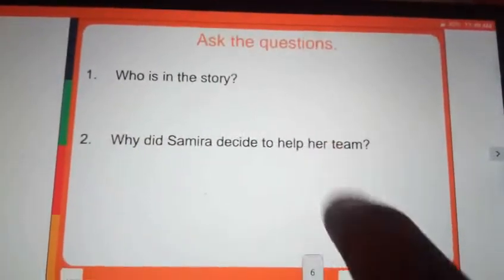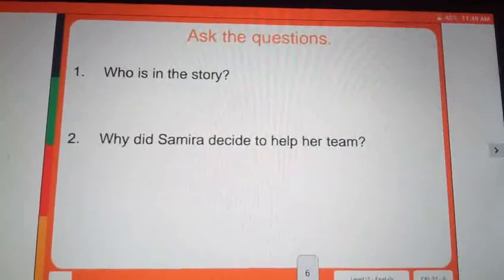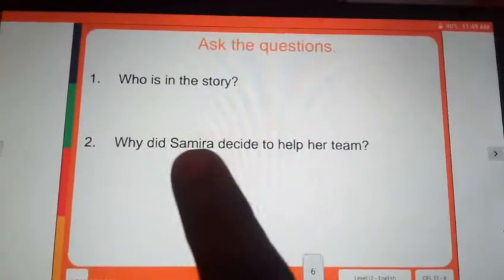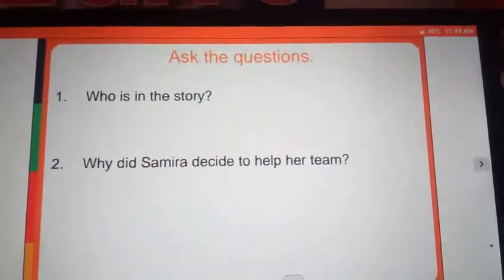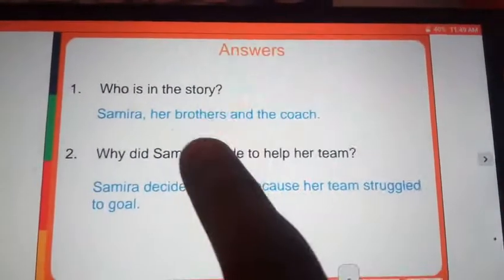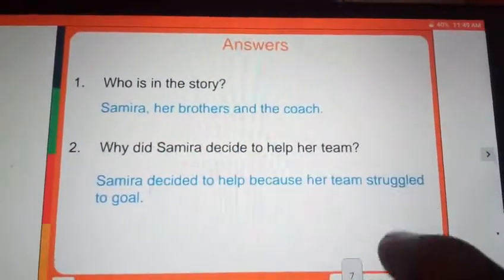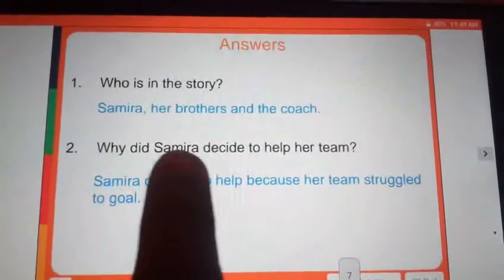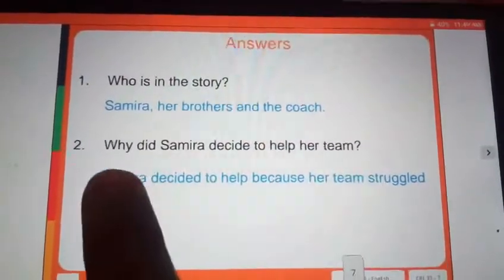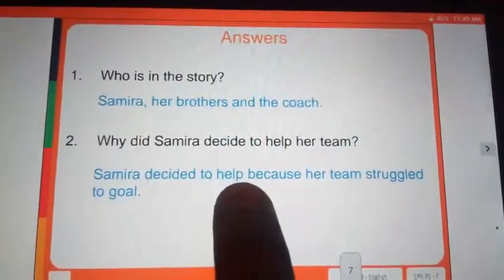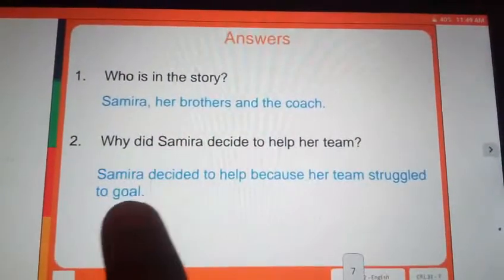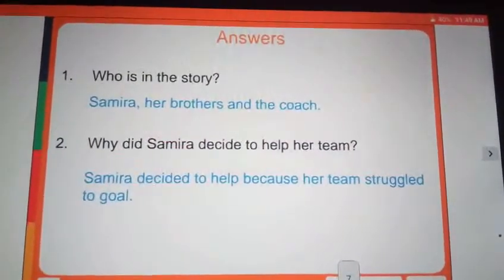Who is in the story? Yes, Samira, Jabbed, Forgone. Why did Samira decide to help her team? See the answers. Samira, her brothers and the coach are in the story, right? Why did Samira decide to help her team? Samira decided to help because her team struggled to score a goal, right?